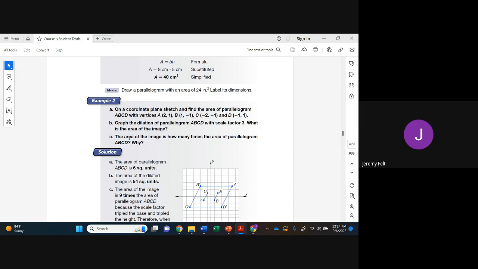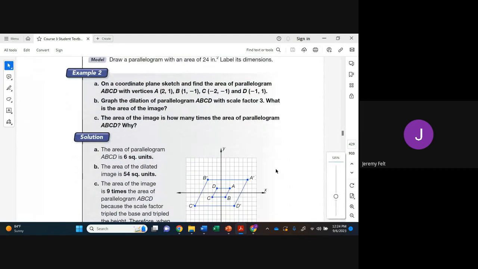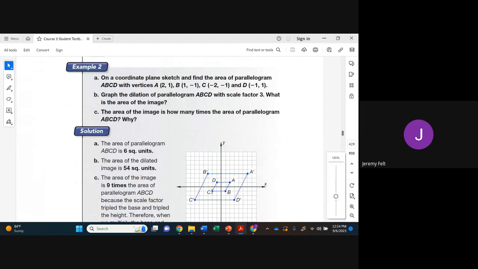And then the area of the image is how many times that of the parallelogram. Well, we look at the original one here. We plotted our points. We have 1, 2, 3 for the base. The height, we can just count from the base to the top. 1, 2, that's where the graph paper and the coordinate plane make it a little bit easier. So 3 times 2 is 6 square units.